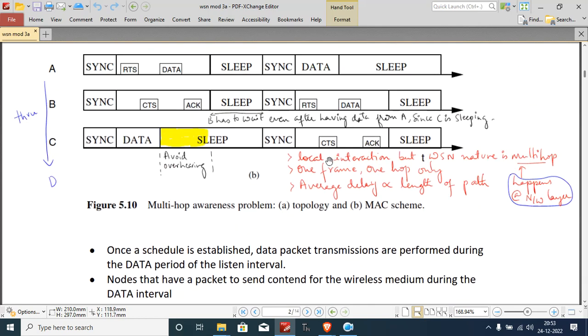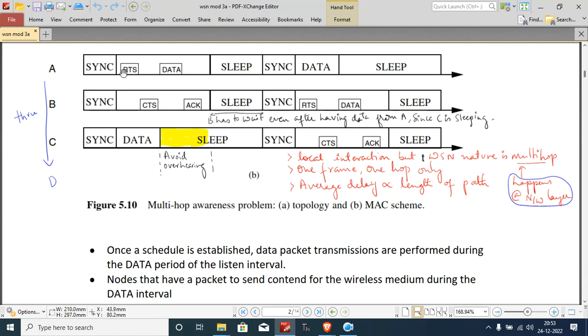And the other disadvantage of SMAC is that it supports only local interaction, but WSN is multi-hop in nature. So here you can see that during one interval, we can communicate only from one node to the other node, not over multiple nodes. So we can think of it as local interaction, but the basic nature of a wireless sensor network is multi-hop. Here you can see that in one frame only one hop is possible.